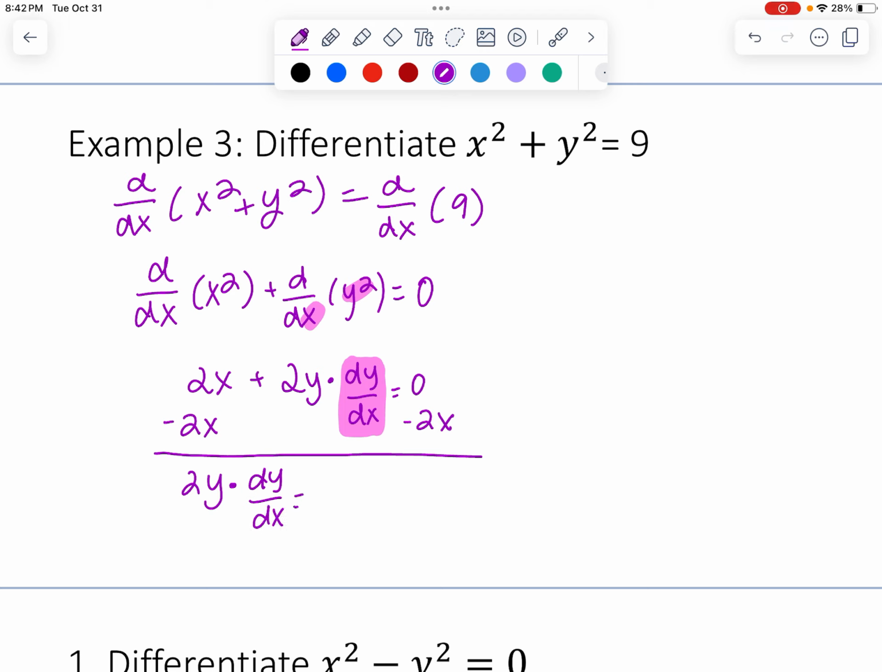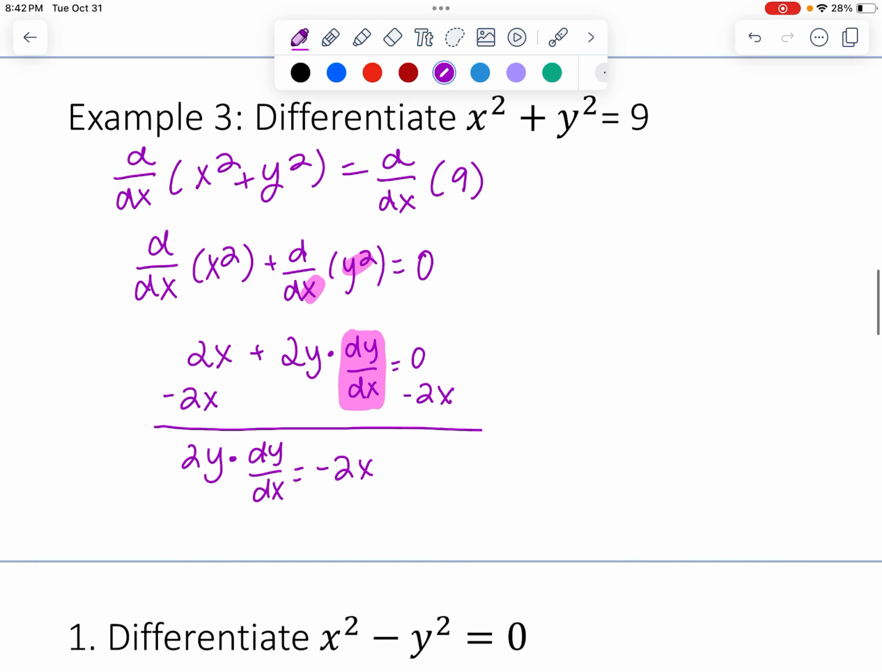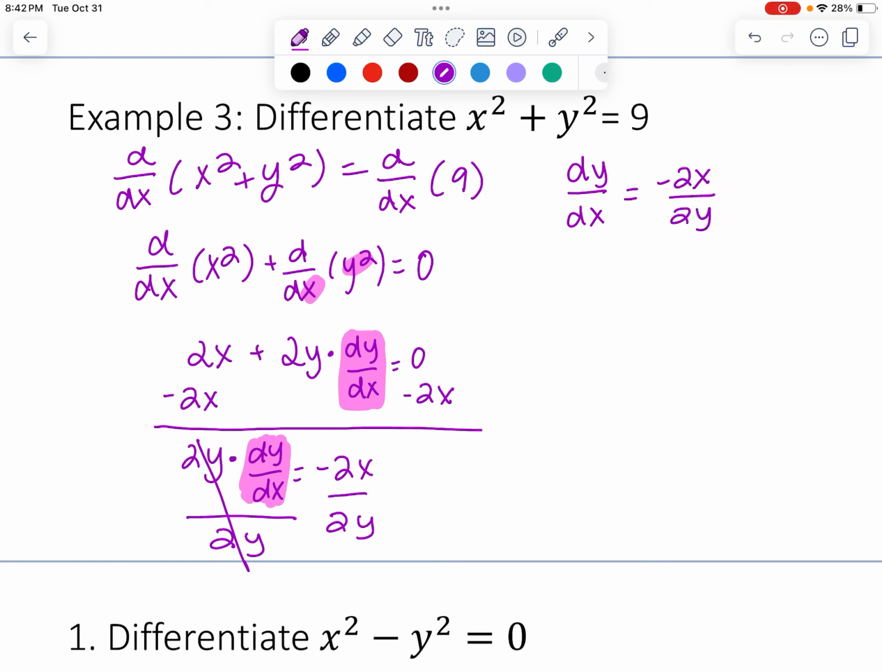So I've done step 2, which was to collect the terms with dy dx on one side of the equation. Now it says factor out, but essentially I'm just going to try to get dy dx on its own. I don't have to factor in this situation, but sometimes you will. To get 2y and dy dx disconnected, they're connected by multiplication, so I need to divide both sides by 2y. These two y's will cancel out, and I'll get dy dx equals negative 2x over 2y, and then that simplifies to negative x over y, because 2 divided by 2 is 1.